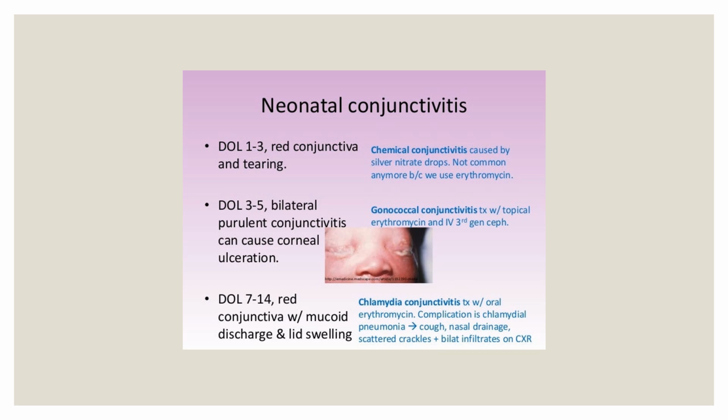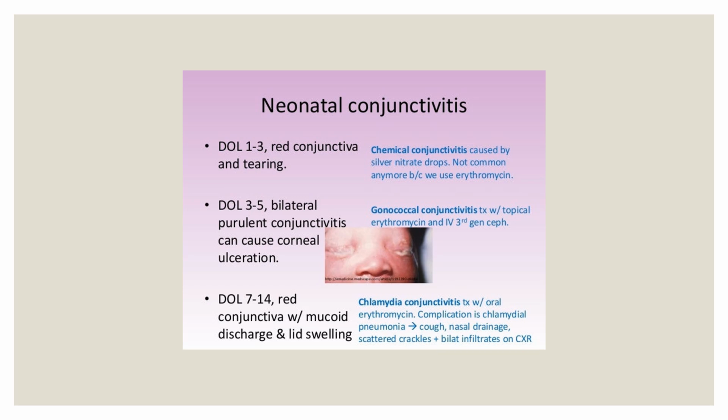A word on neonatal conjunctivitis. So neonatal conjunctivitis can be chemical conjunctivitis, or it can be bacterial conjunctivitis or viral conjunctivitis. Chemical conjunctivitis is mainly by the silver nitrate drops. Now it is not common because we are using erythromycin drops. In day 1 to 3, it is mainly gonococcal. Okay, day 1 to 3 chemical, but now it is uncommon.